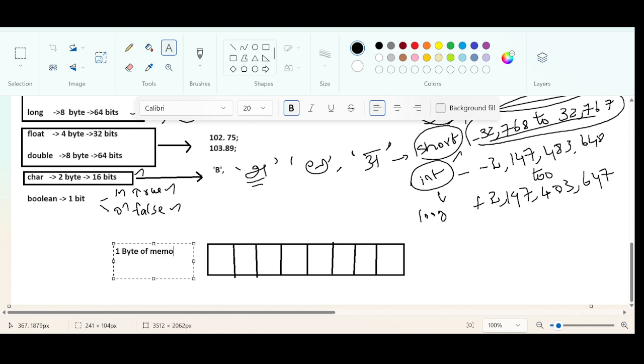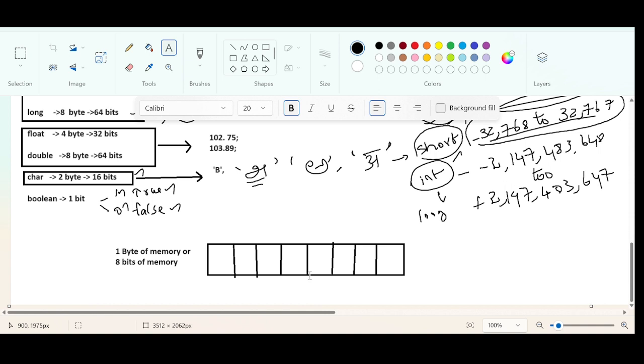1 byte of memory or 8 bits of memory. This many spaces I have. So how many possible combinations can I store by using 1 byte of memory or 8 bits of memory? There will be many possible combinations. You will understand each and every possible combination, right?